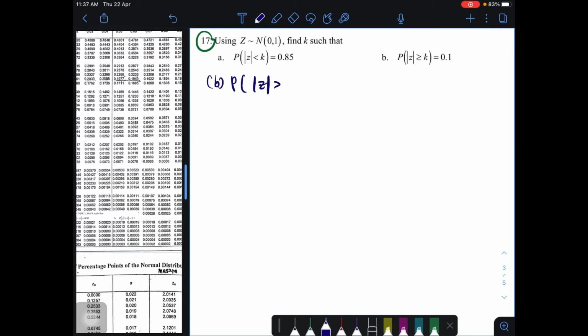So B is modulus Z is more than or equals to K. Okay, so now dekat sini, alamak, more than pula. Tadi less than boleh buat in between. See, this less than, this less than we can do it in between. This is called in between. Tapi kalau more than pula, Miss, macam mana ni, Miss?